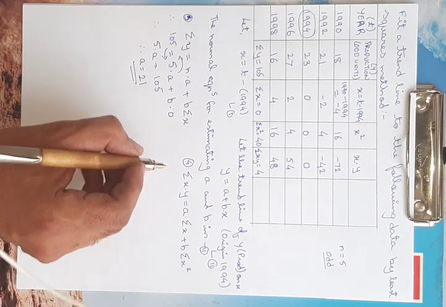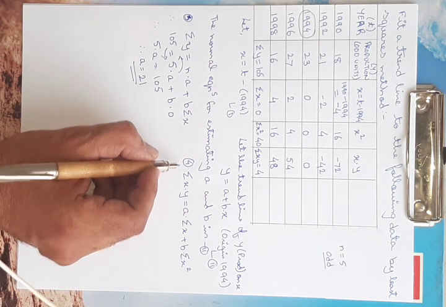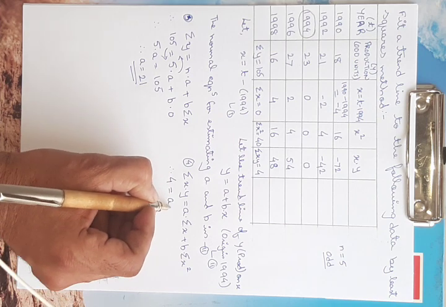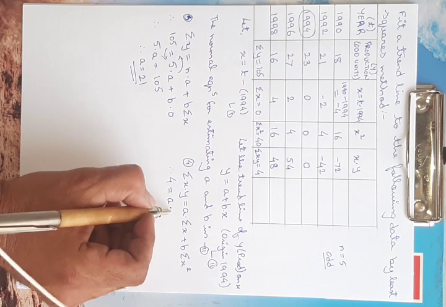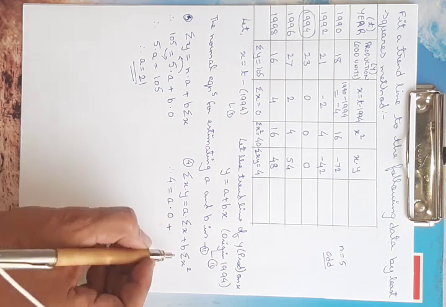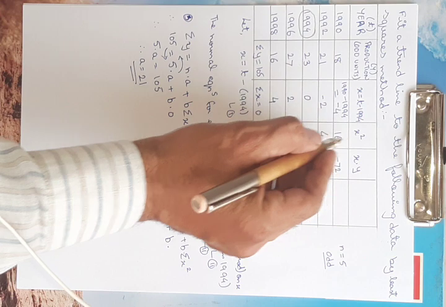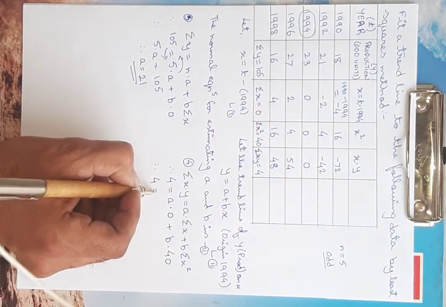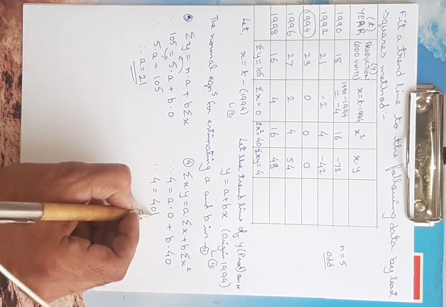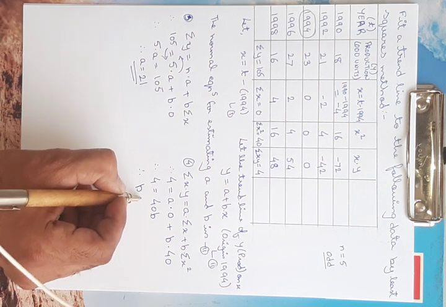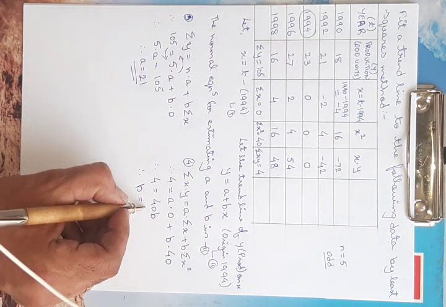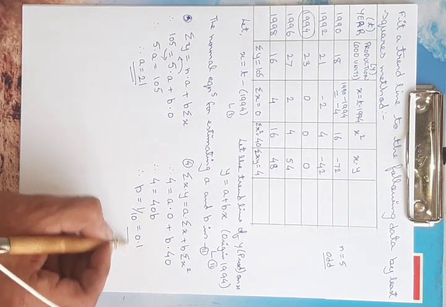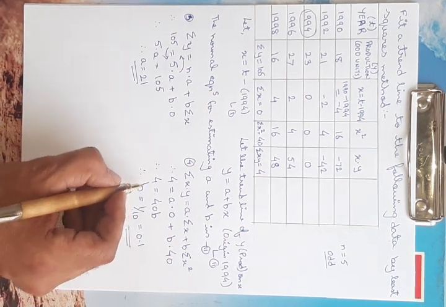This is the first value. Now the second equation, equation number 4, summation of x into y. Summation of xy is 4, equal to A into summation of x, which is 0, plus B multiplied by summation of x square, which is 40. Therefore 4 is equal to 40B, so the value of B will be 1 by 10, or 0.1. So the value of B is known and the value of A is also known.